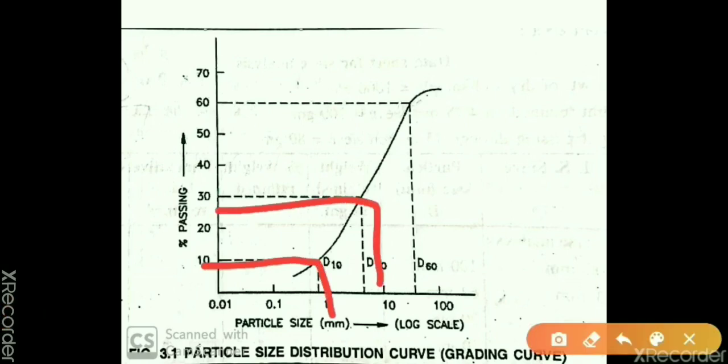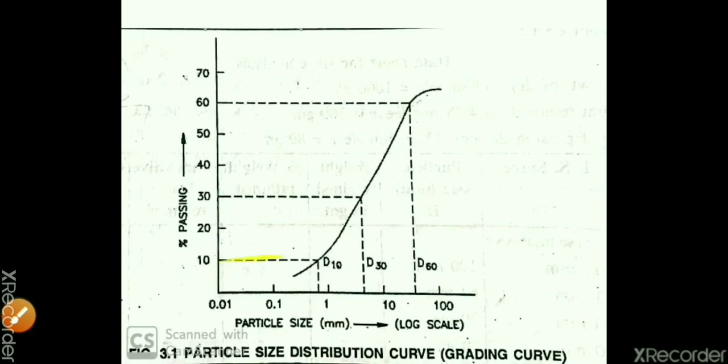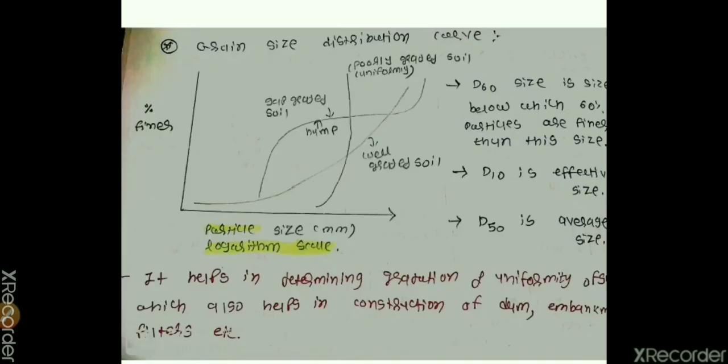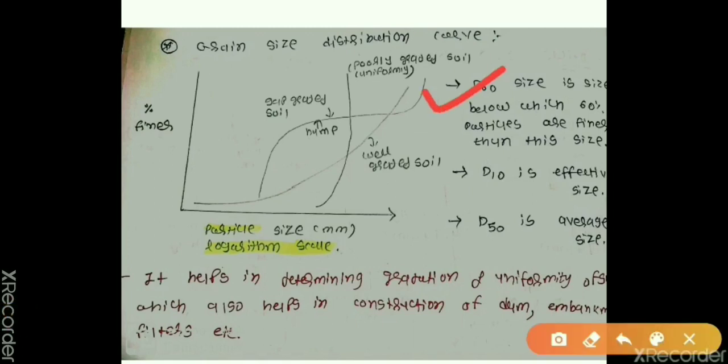These sizes: D10, D30, D50, and D60. These four types of size are very important. I have explained here what D60, D10, D30, and D50 are. I have also drawn the percentage passing versus particle size on a logarithmic scale graph.